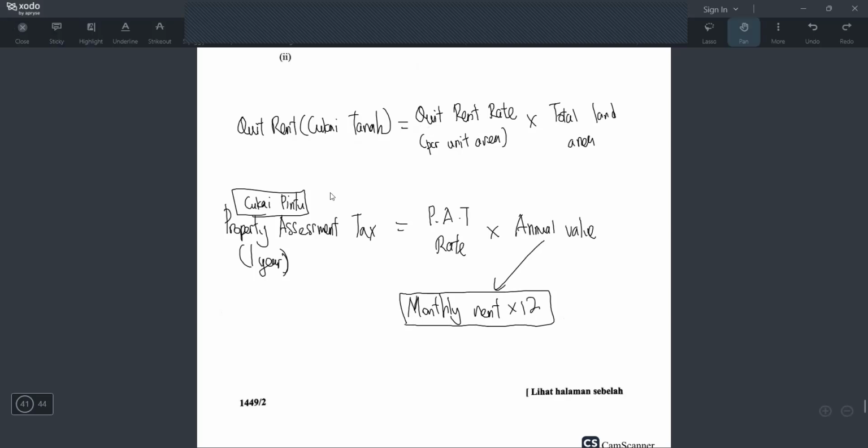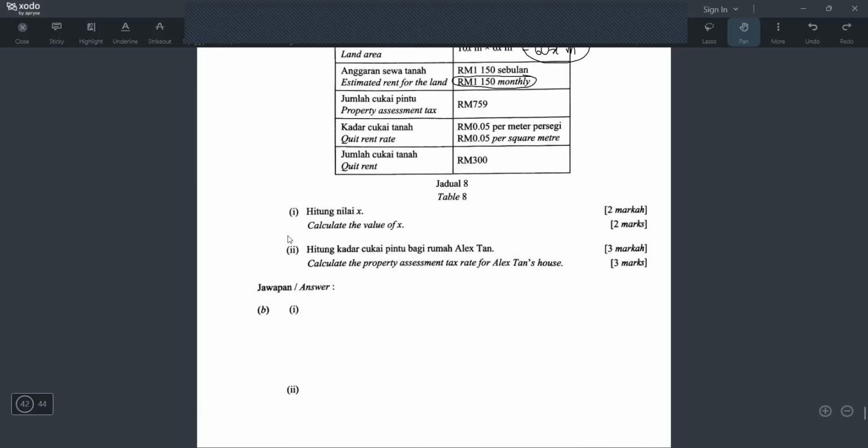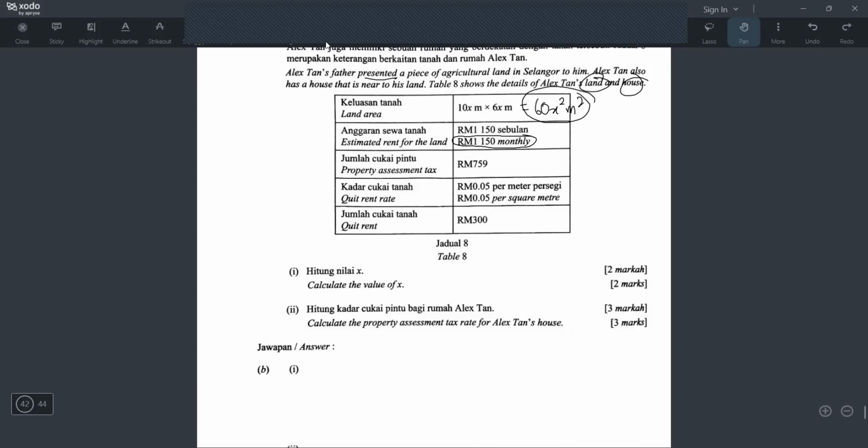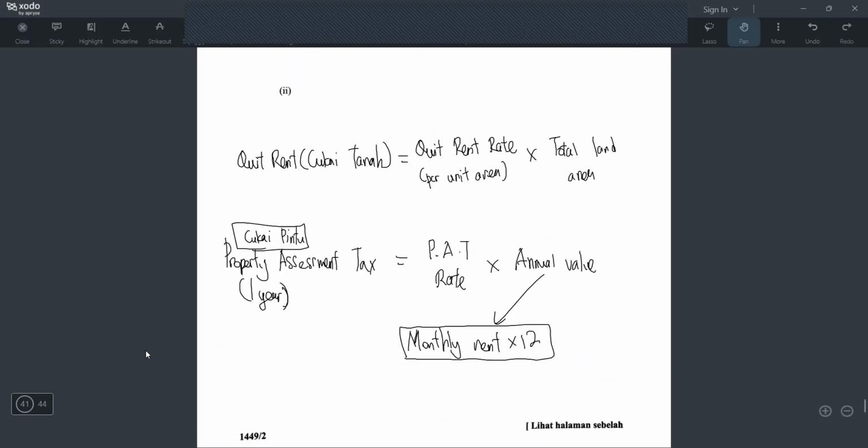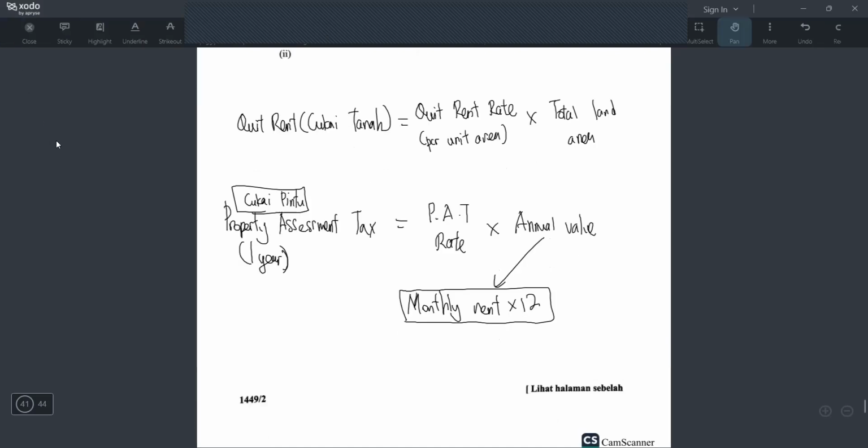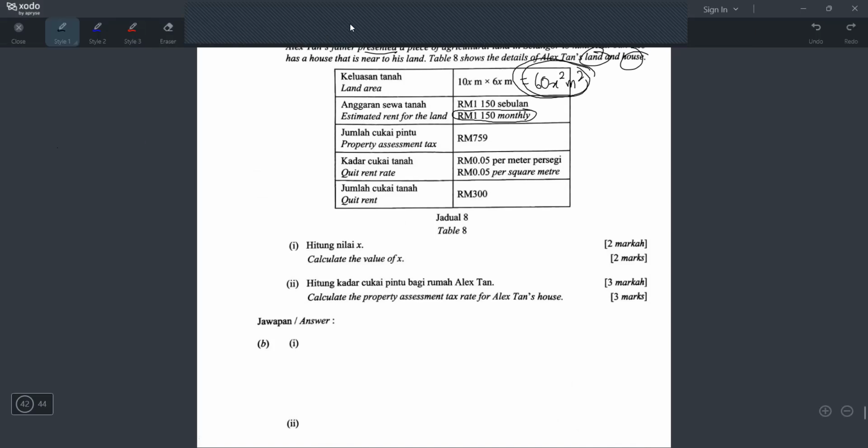Okay, after we understand this, now we can do number 1. Number 1 wants you to find X. So definitely we will be using this information, the land area. So definitely we will not be looking at this formula. We'll be using the quit rent formula. So what is the quit rent formula? Quit rent rate times total land area. So what is the quit rent rate and what is the total land area?